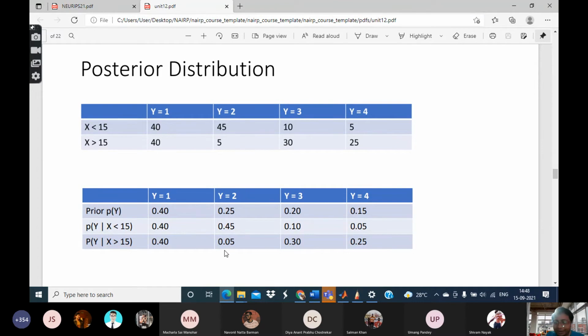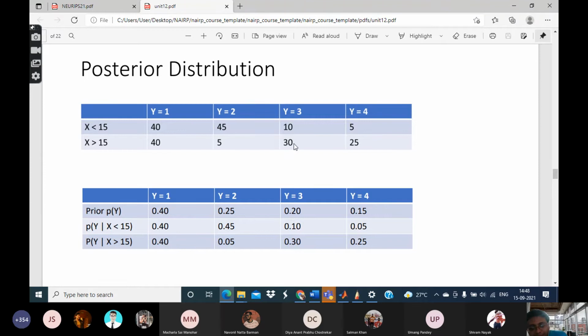And again, this is happening because among the y equal to 2 examples, most of them, in fact the vast majority of them, have x less than 15, and only a tiny minority have x greater than 15. So this imbalance is getting reflected in these two probability distributions.